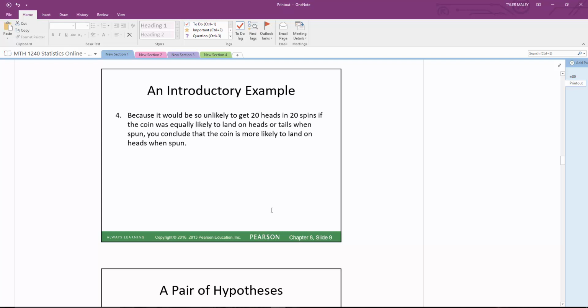Then step 4, because it would be so unlikely to get 20 heads in 20 spins if the coin were equally likely to land on heads or tails when you spun, then we can conclude that the coin is more likely to land on heads when spun, right? So that's a guiding example to help us think through this.